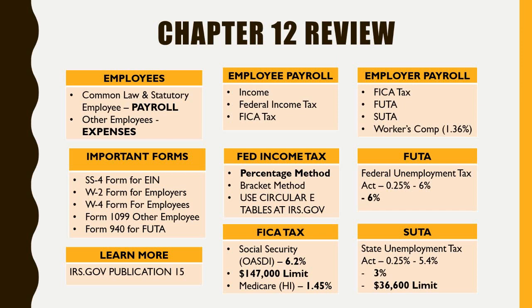And SUTA, which is state unemployment, can be anywhere from 0.25 to 5.4%, which in this case, we're just going to assume we're a new business, so 3%. And workers' compensation, right? It's a means to protect our company. It could be 1.36%, which is what I'm going to teach you here in this class.